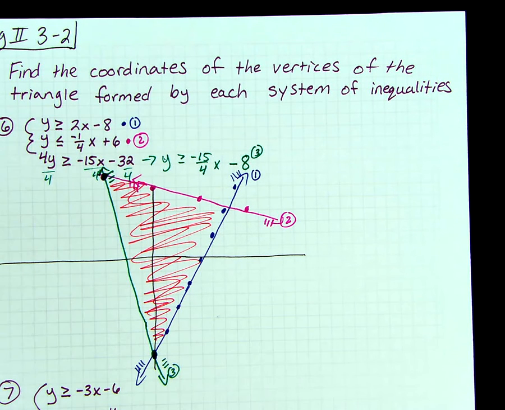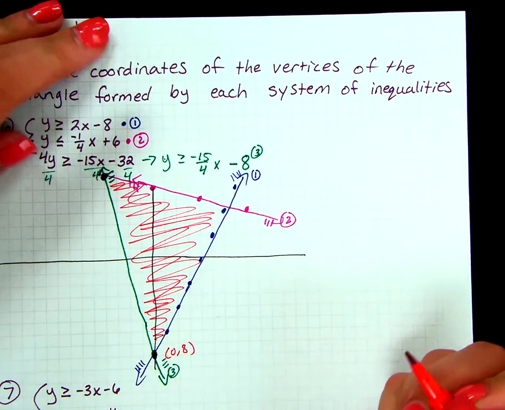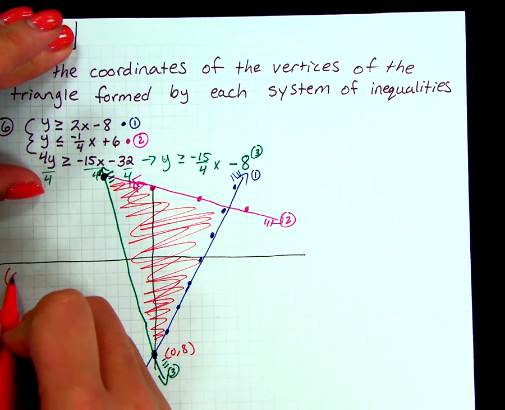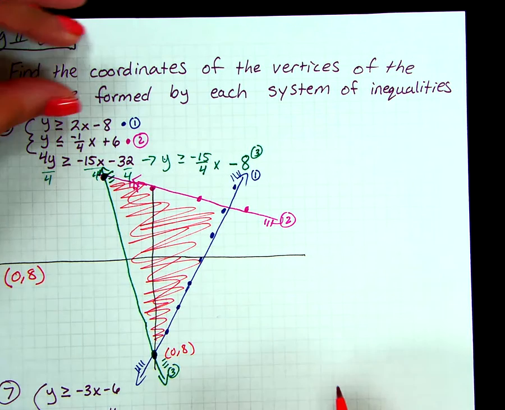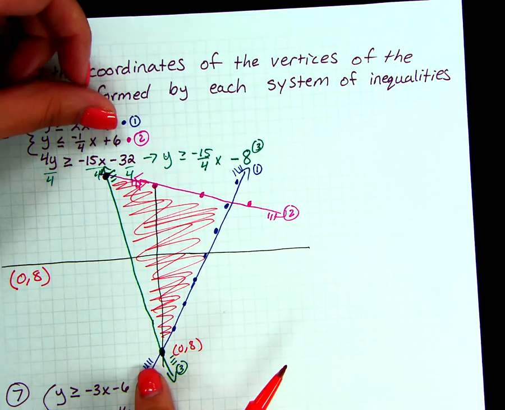Now this question is also asking us to find the intersections. So when I'm looking at this one, this was an intersection. So that was at 0, 8. So that's going to be one of my answers. So I'm going to write my answers over here. So the first intersection is at 0, 8. And that was between lines 3 and 1.